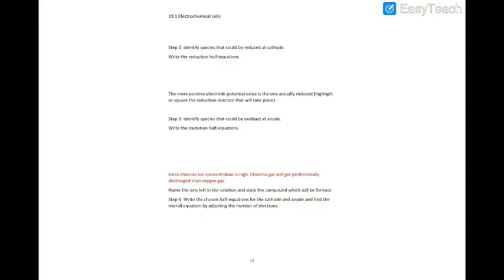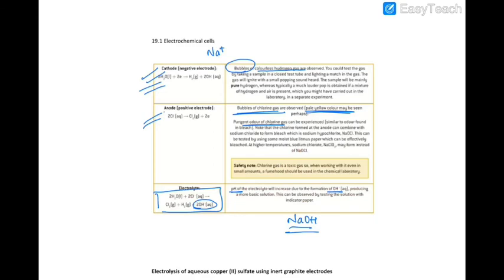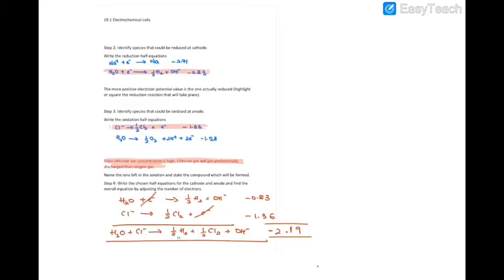So remember, whenever you have a concentrated electrolyte, the concentrated anion is going to be discharged instead of the dilute one. So you can verify your equations and your overall equation.